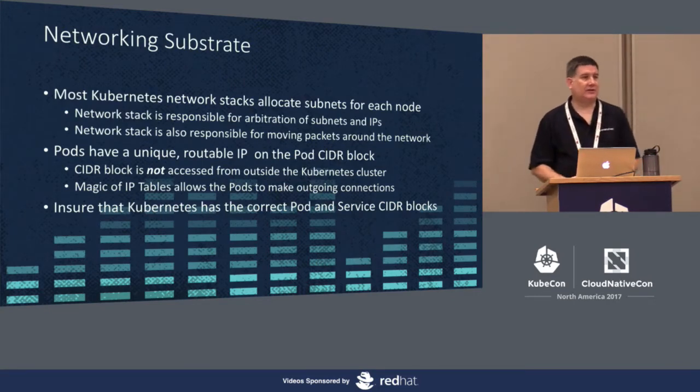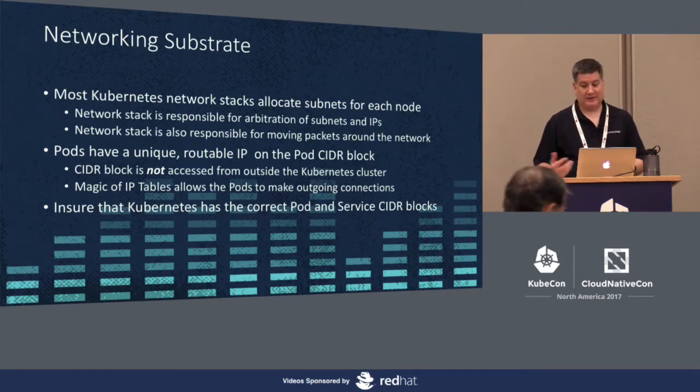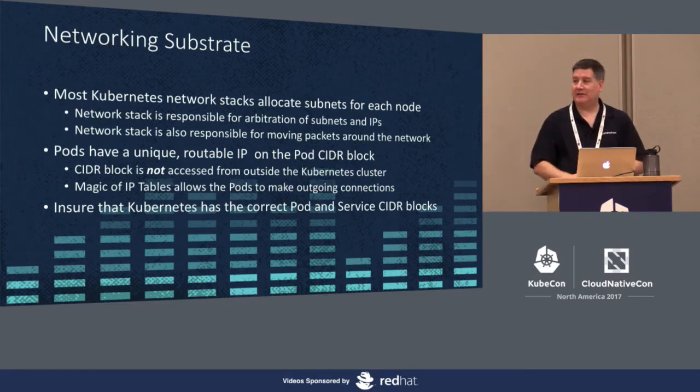Looking a little bit closer at some of the network substrate. The network substrate itself, the stack itself, is responsible for maintaining all the IP information. That's maintaining the subnet information for all the nodes on the Kubernetes cluster, along with what IPs are in use. So whether you're using Flannel, Calico, or anything else like that, that's the responsibility of that stack to maintain those IPs.